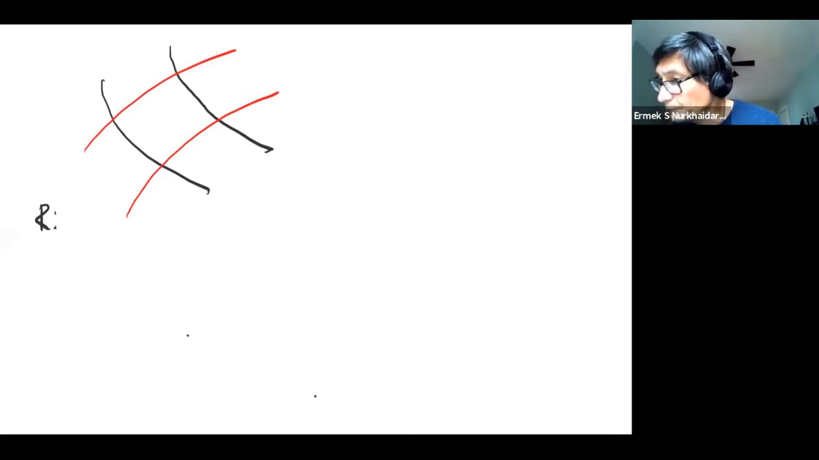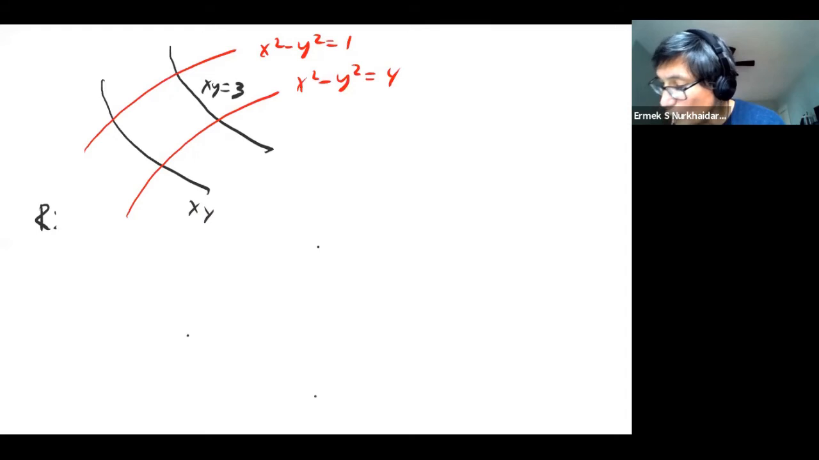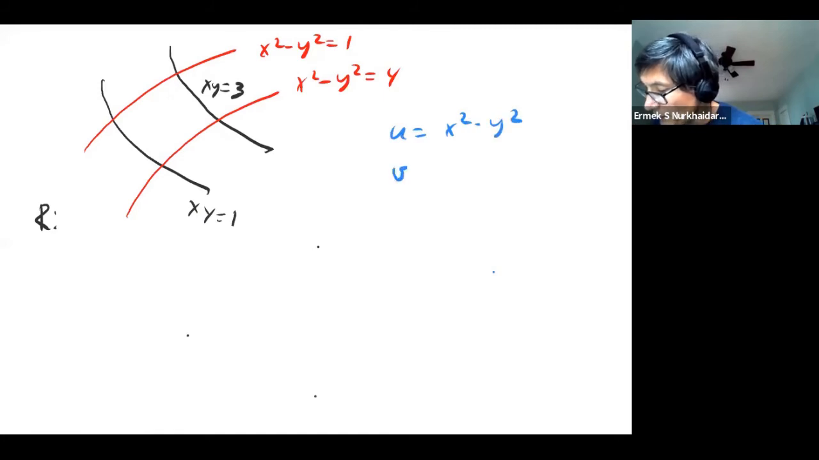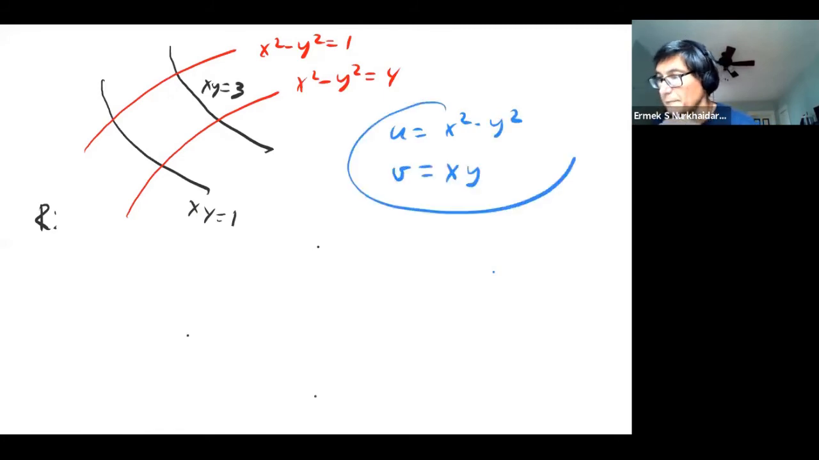So it's bounded by x squared minus y squared equals 1, and x squared minus y squared equals 4, and by xy equals 3, and xy equals 1. So just looking at this region, you almost immediately know the substitution which you want to do is u equals x squared minus y squared, and v equals x times y. That's almost immediate.